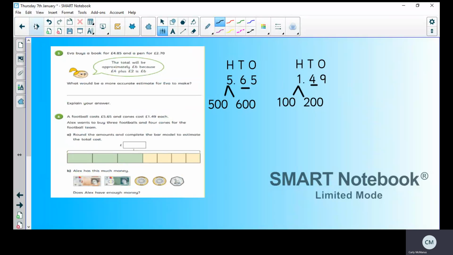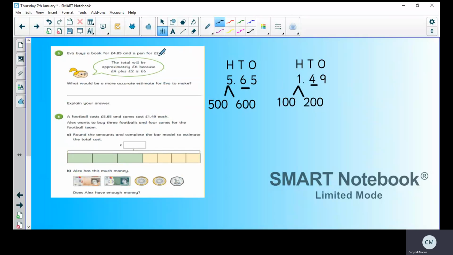And question 5 says Eva buys a book for £4.85 and a pen for £2.70. The total will be approximately £6 because 4 plus 2 is £6. What would be a more accurate estimate for Eva to do? And I'm going to help you out with that a little bit.